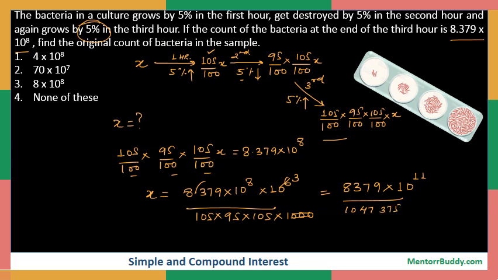1047375. So when I divide 8379 by this number, that is 1047375, I will be getting a value which is equal to 0.008 multiplied by 10 raised to the power 11. So when we rearrange the values, it becomes 8 multiplied by 10 raised to the power 8. So this is my initial count of the bacteria, and that is what we say that the original count of bacteria in the sample was 8 into 10 raised to the power 8, which is your option number 3.